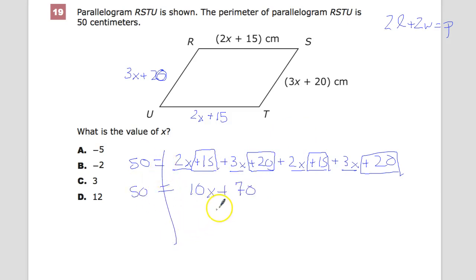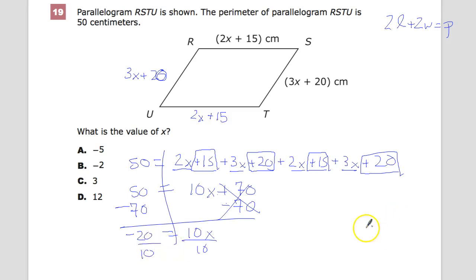Now I just have to solve. Here's x, I'm trying to get it by itself. The furthest thing was plus 70, so I'm going to subtract 70. Negative 20 equals 10x, divided by 10 on both sides. And x is equal to negative 2.